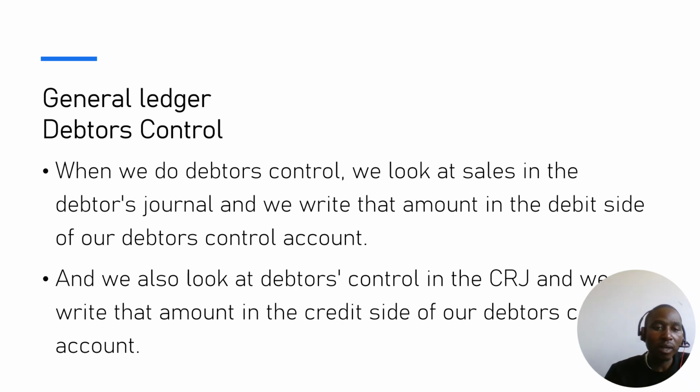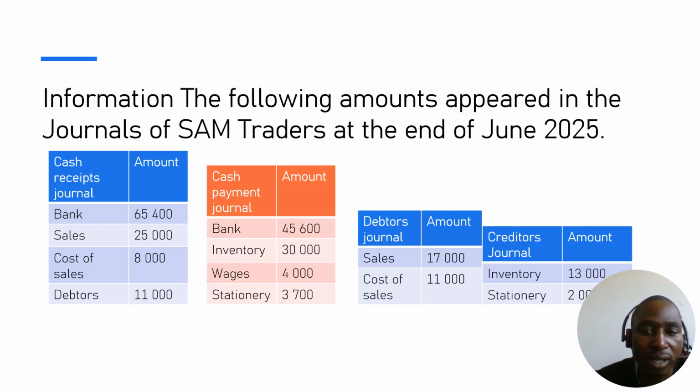Now, let's go and see how much is the sales on the debtors journal and how much is the debtors control in the CRJ. There is the sales on the debtors journal. These sales on the debtors journal are going to go to the debit side of our debtors control. They will go to the debit side.